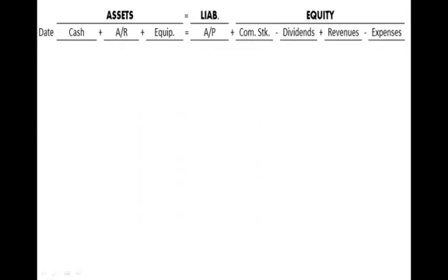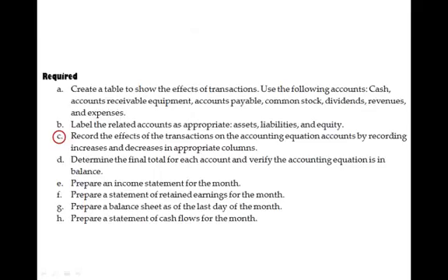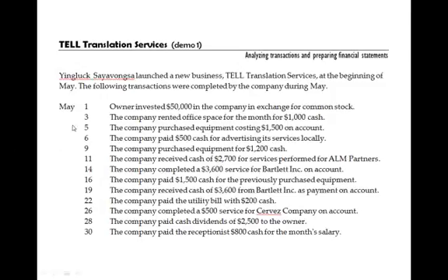Record the effects of the transactions in the accounting equation accounts by recording increases and decreases in appropriate columns. So I'm going to go back up here and remind you, we have assets equals liabilities plus equity. Right? That's the accounting equation. That's the one we've got burned into our brain. So first transaction, let's read it. On May 1st, the owner invested $50,000 in the company in exchange for common stock. So let's think about what's happening here. So $50,000, that's cash, that's coming into the company, so that's an increase in cash. We're going to record an increase in cash, and it's in exchange for common stock. So we're going to record an increase in common stock.